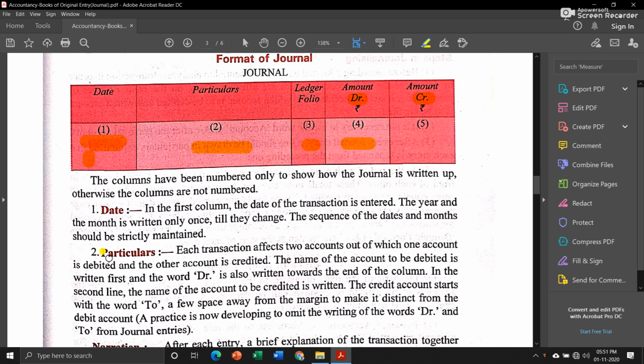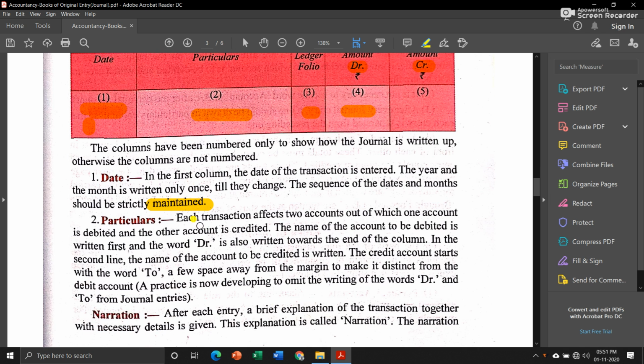But once the month changes, like when December comes, then what you have to do is that you have to write 2020 December. Okay, the sequence of the dates and months should be strictly maintained. Remember that while doing journal entries in your exams, because format also carries marks.